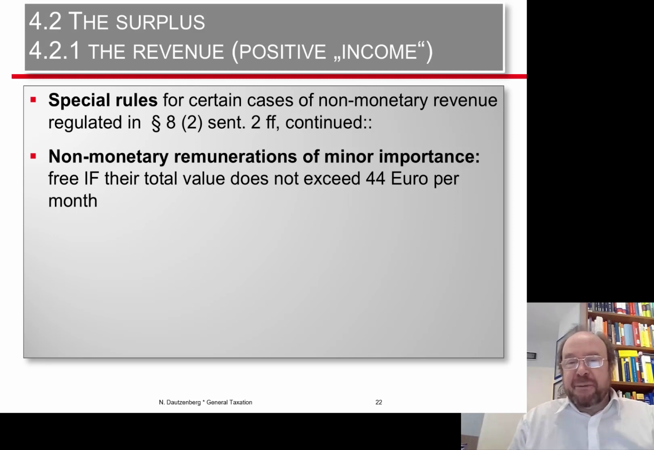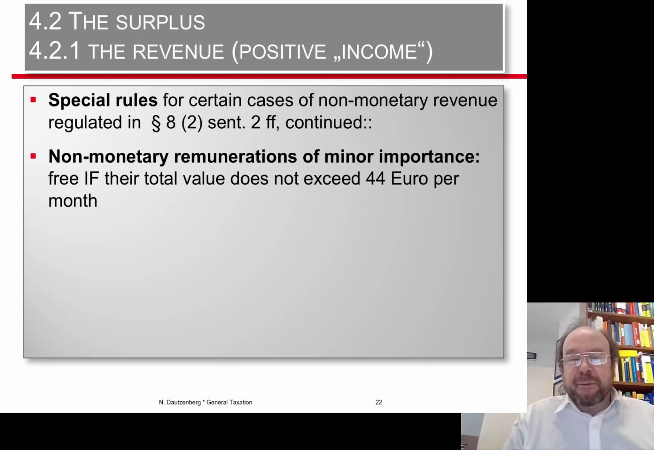An if is a condition which either is fulfilled or not. It's nothing where a compromise can be made. So a 43 euro monetary additional advantage in a month, apart from certain exceptions, is left out of consideration. You can get that without having to declare it or to pay taxes on it.